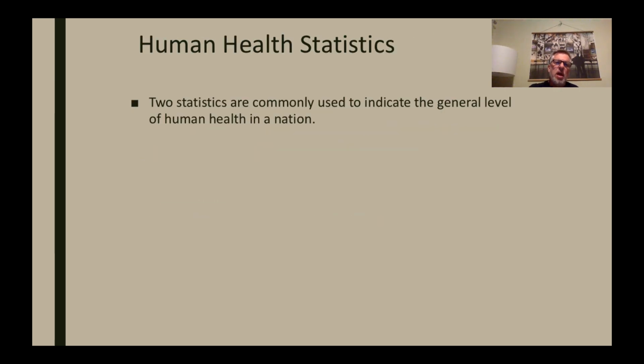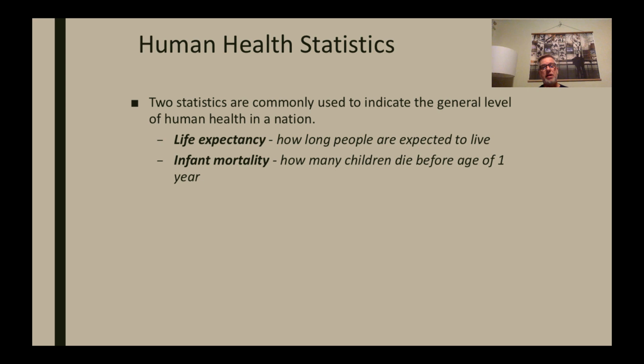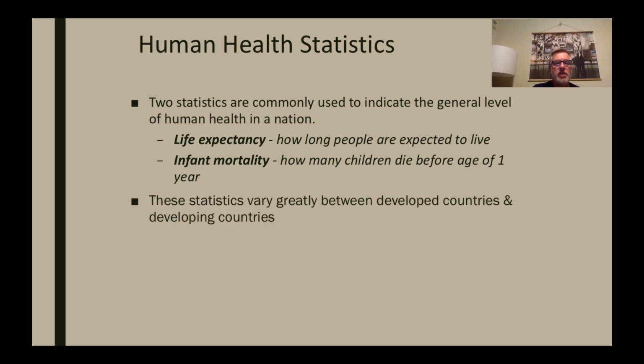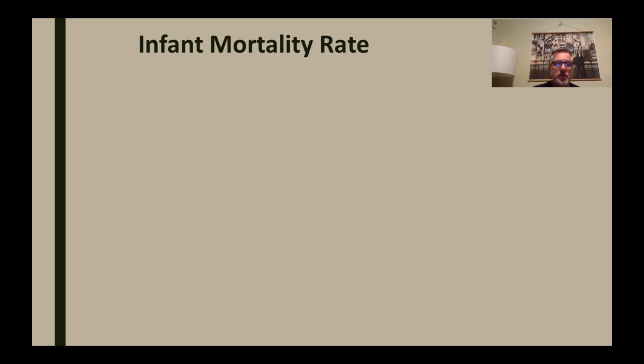Okay, so there are two statistics that are commonly used to indicate the general level of human health in a nation. Can you guess what they are? Well, if you said life expectancy, which is how long people are expected to live, the average lifetime, and infant mortality, give yourself a pat on the back, because that's exactly what they are. What's really amazing is that these statistics vary a huge amount between developed countries and developing countries. So let's take a look at them.